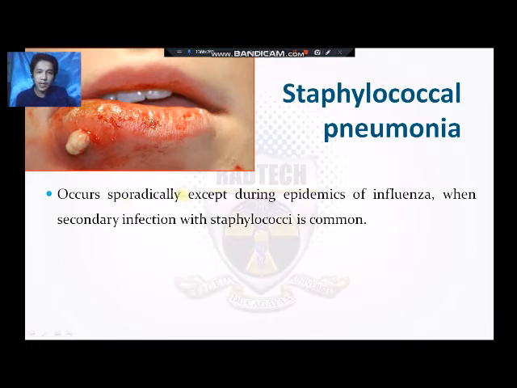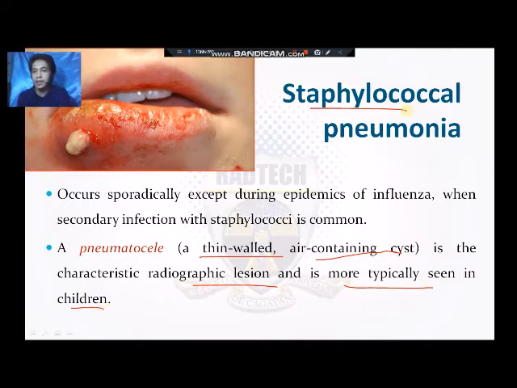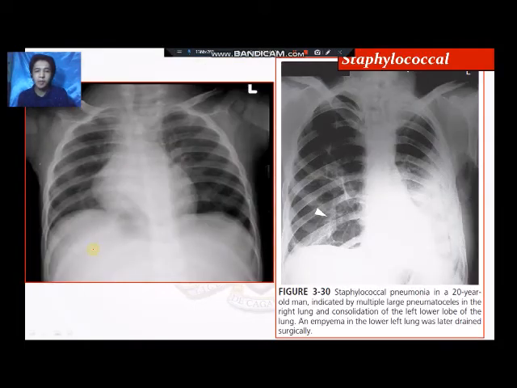It occurs sporadically except during epidemics of influenza when secondary infection with staphylococci is common. Then if our patient has staphylococcal pneumonia, a pneumatocyst or a thin-walled air-containing cyst is the characteristic radiographic lesion and is more typically seen in children. So if our patient has staphylococcal infection or pneumonia, then we will see this in our radiograph, pneumatocyst.